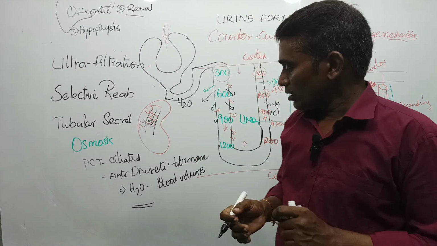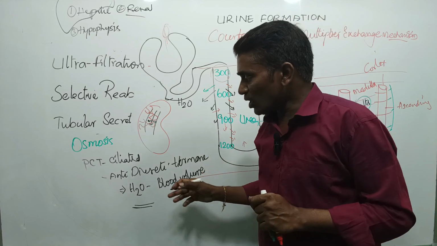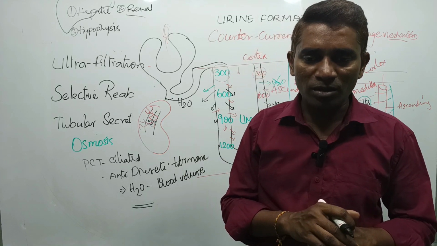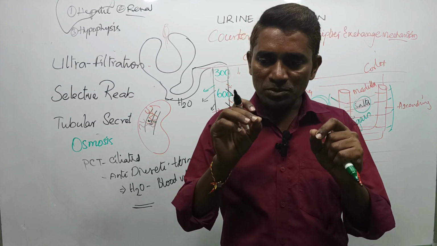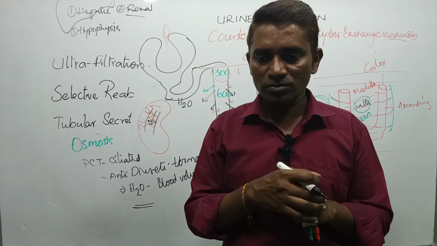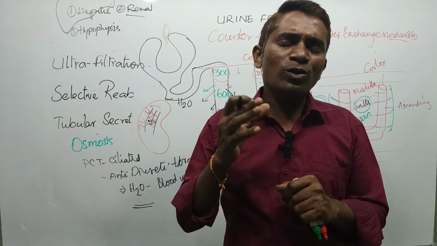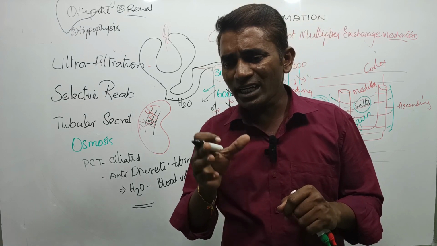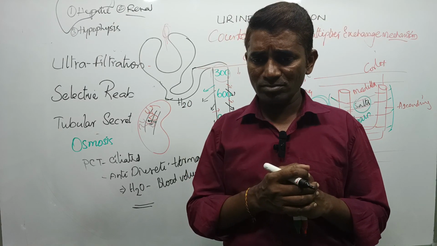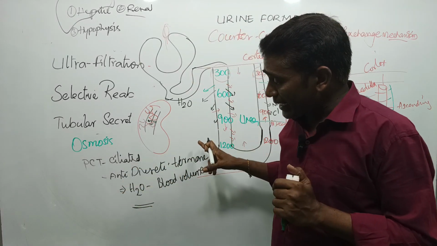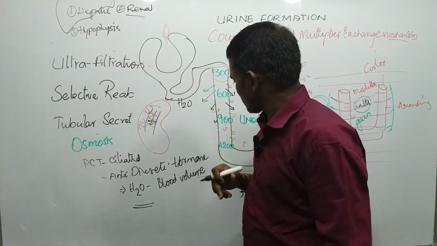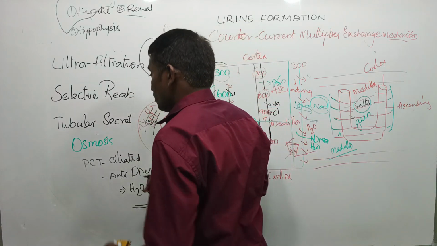The other one is aldosterone hormone. Aldosterone is involved in reabsorption of minerals. This is a mineralocorticosteroid. Salts will be reabsorbed. Anti-diuretic hormone and aldosterone hormone regulate kidney functioning.